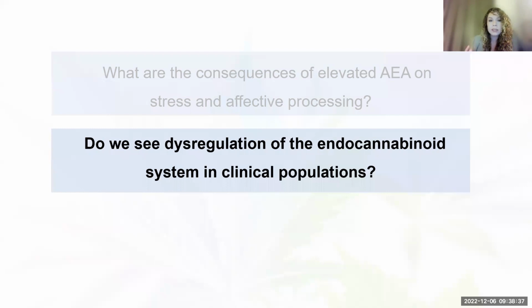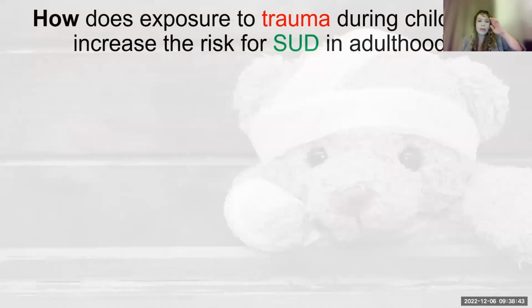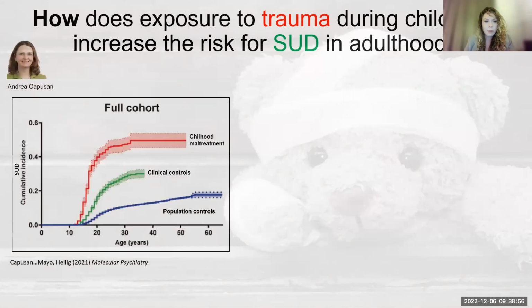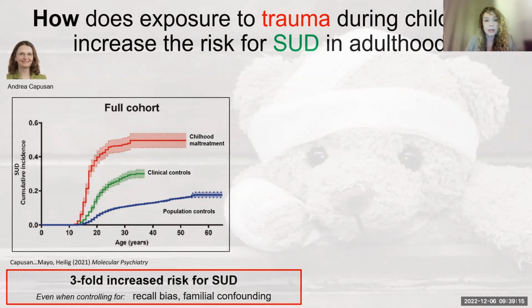But before we did that, we thought, well, let's see if we see any dysregulation of endocannabinoid function in clinical individuals. And here, this data came from a study looking at people who were exposed to trauma during childhood, and whether or not they were going to have an increased risk for developing a substance use disorder as adults. This is another published paper, led by Andrea Capusan, a really brilliant physician scientist back in Sweden. She used a prospective approach where we have individuals with documented childhood trauma, and we could follow them up to see if they had any contact with our substance dependence clinics. And what she finds, not surprisingly, is that you do see a huge increase in the risk for developing a substance use disorder if you were exposed to trauma during childhood.